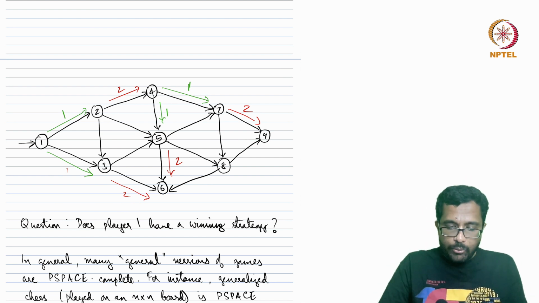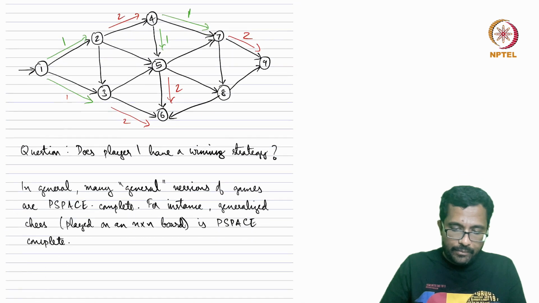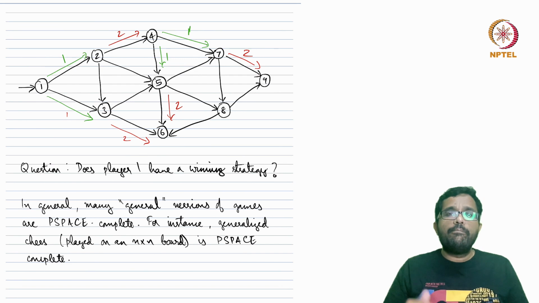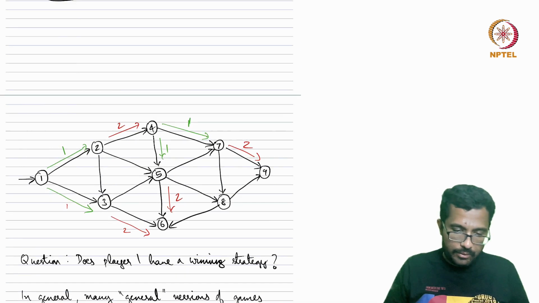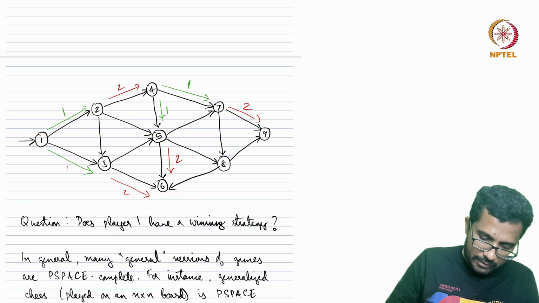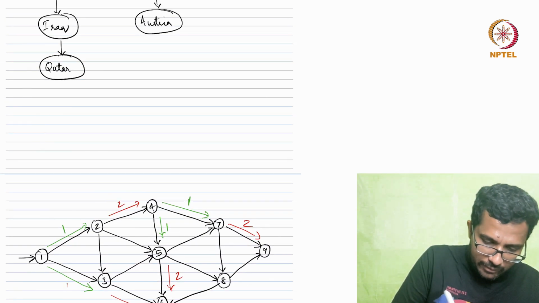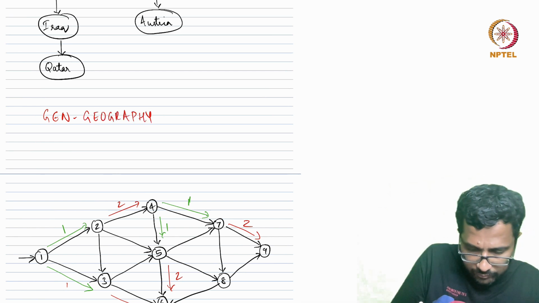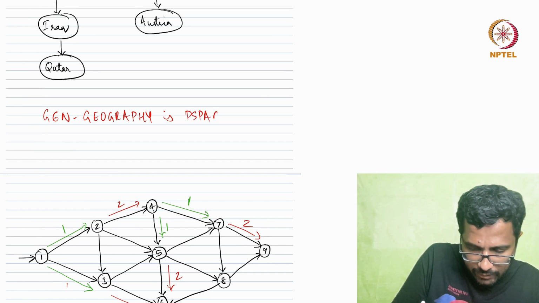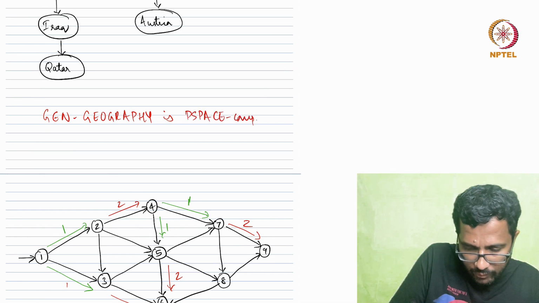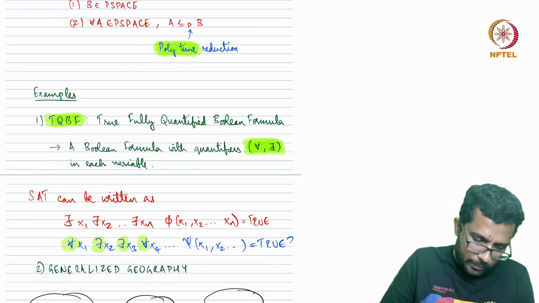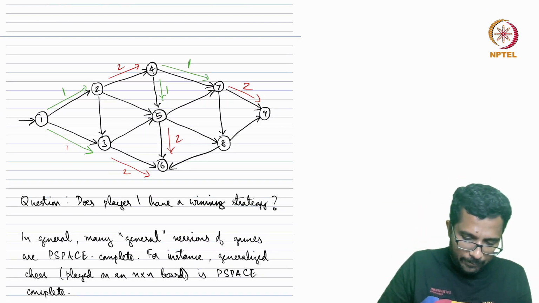So the question is, does player 1 have a winning strategy? And this happens to be a PSPACE complete problem, right? In fact, many games are PSPACE complete. So I'll maybe write here: generalized geography is PSPACE complete. TQBF is also PSPACE complete.